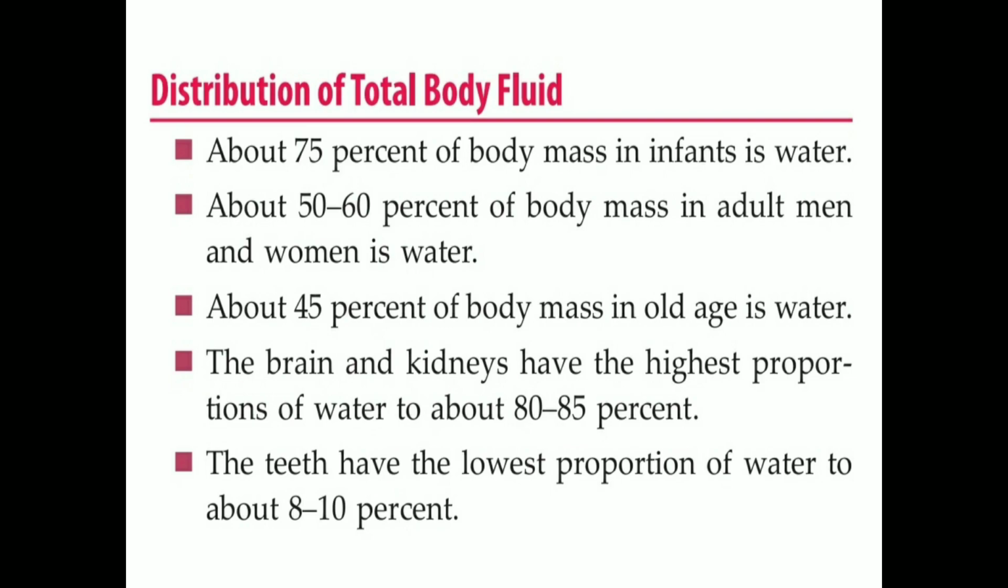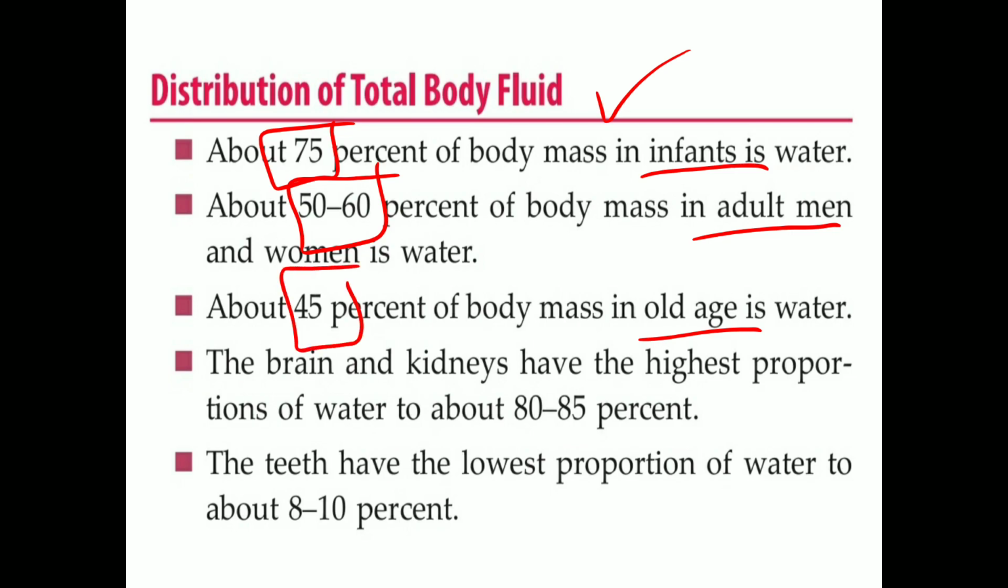And let's see the distribution of total body fluids in our body. Around 75% of the body mass in an infant is water. And in an adult, men and women, about 50 to 60% of body mass will be water. And in old age, around 45% of the body mass will be water.